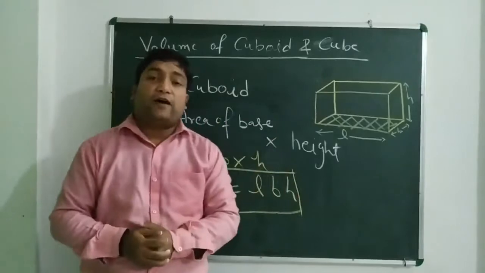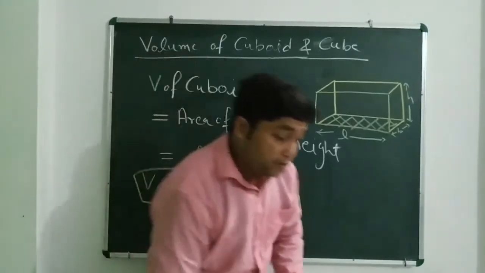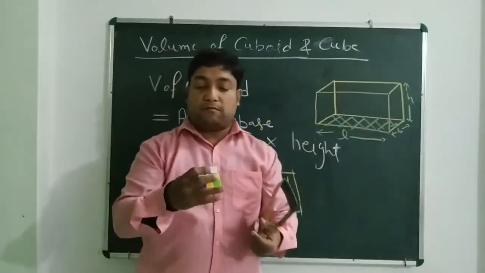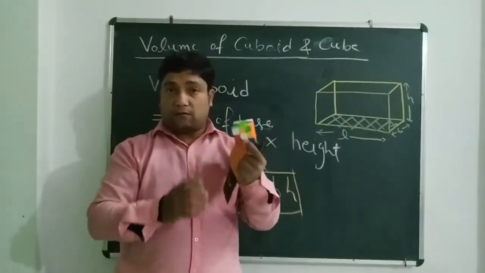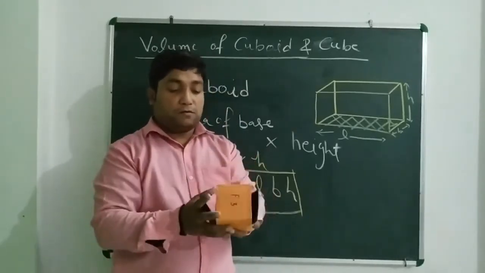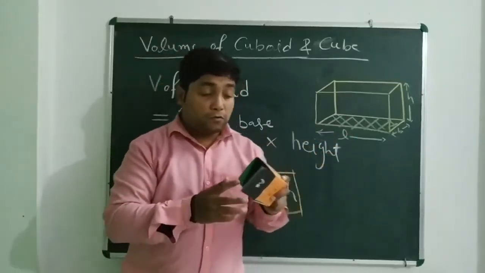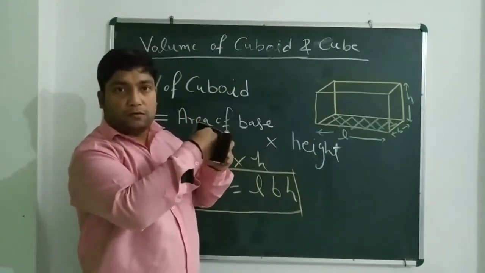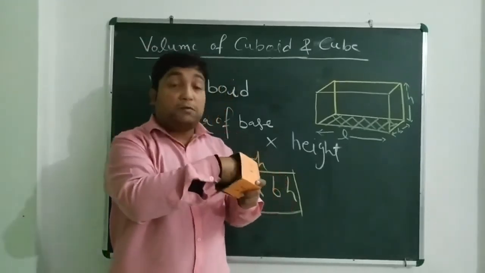Similarly, we can find the volume of the cube. You have seen that the cube is a shape like this, and you have always played with this cube. In the cube, you have seen all of the sides are equal. I have already made a model of the cube for you. If you want to find the volume of the cube, what is the volume? Volume means the space in the cube.